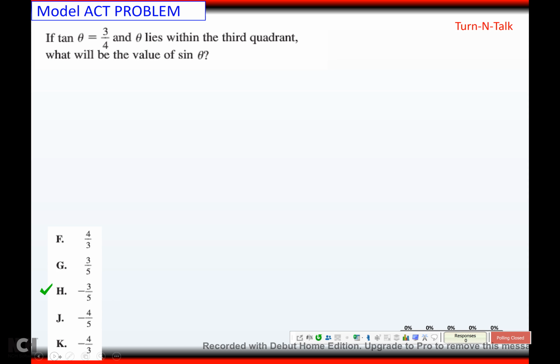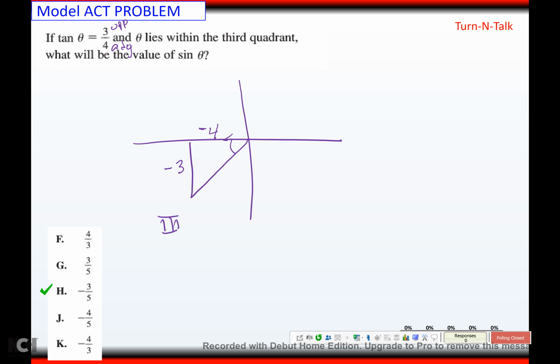And hopefully you got negative 3/5. If tangent of theta equals 3/4 and theta lies within the third quadrant, so I'm down here in quadrant 3, which means my reference angle is down here. There's my theta. And it says that tan theta, which is opposite over adjacent, is 3/4. Well, opposite would be here, adjacent would be here, but in the third quadrant, that's negative and that's negative because we're going left and we're going down. Okay, and the reason they got positive 3/4 was because a negative divided by a negative is a positive.